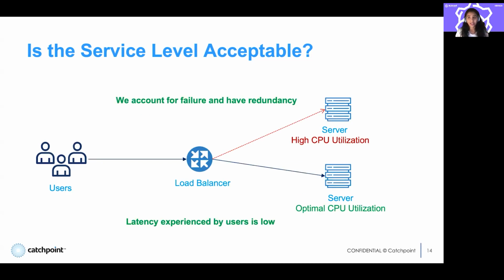However, in reality, you always account for failure. You always have redundancy. For example, there could be a load balancer in between that looks at the CPU utilization and directs traffic to the right server. Because of which, if you go back to the same question, is the service level acceptable from the perspective of the end user? The answer is yes, but that's not what my Whitebox metrics is telling me.